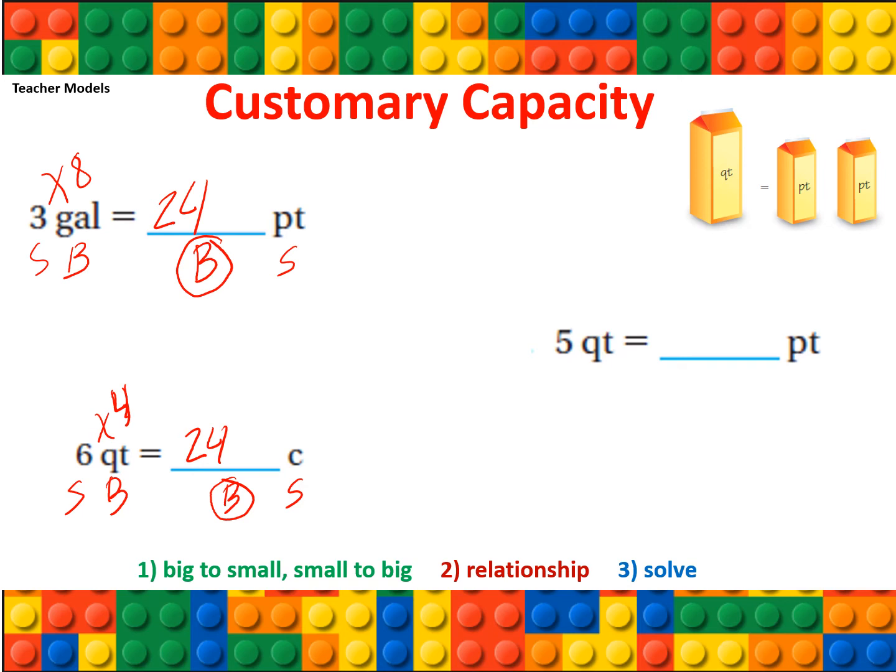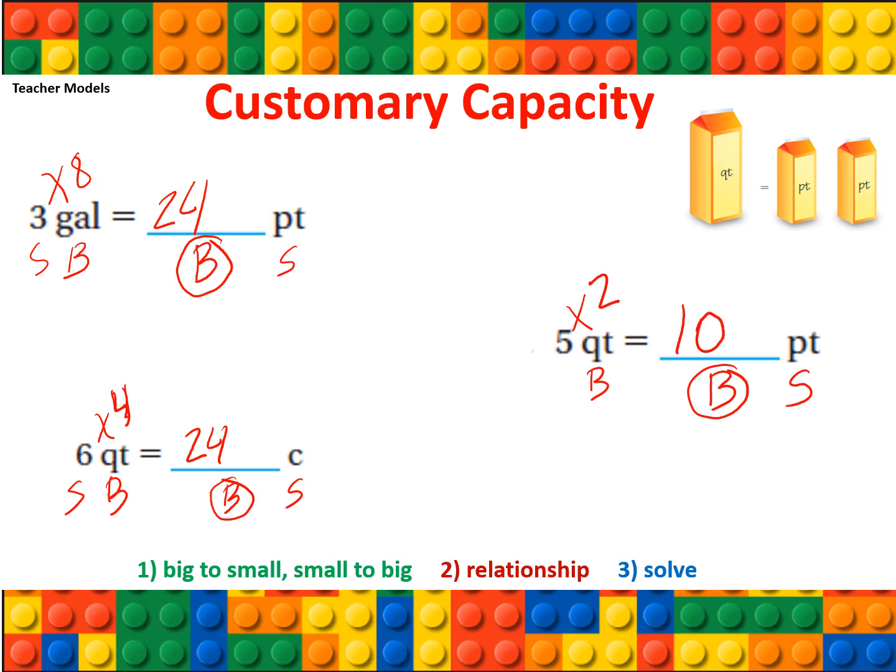Next, we have 5 quarts equals how many pints? So we're going from a big unit to a small unit, looking for a big number. Find a big number by multiplying. How many pints in 1 quart? The answer is 2 pints equals 1 quart, so 5 times 2 is 10 pints.